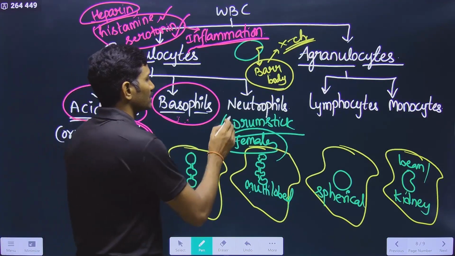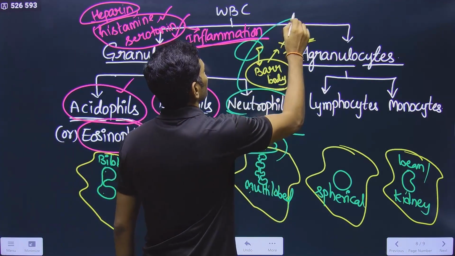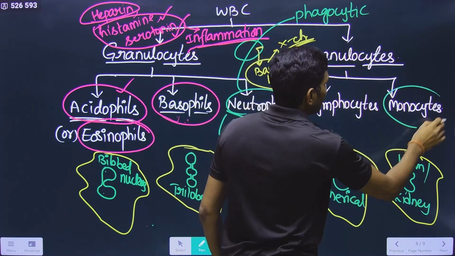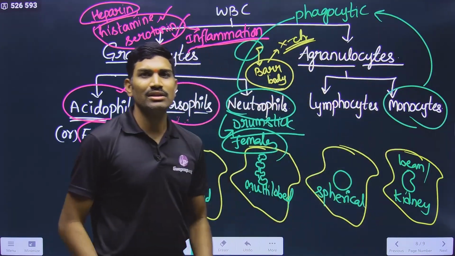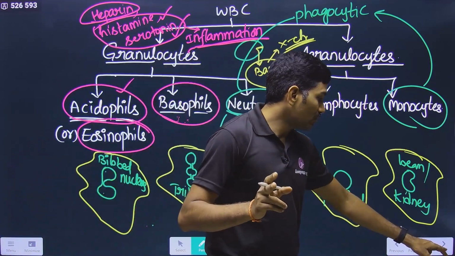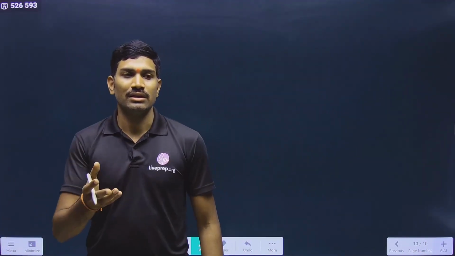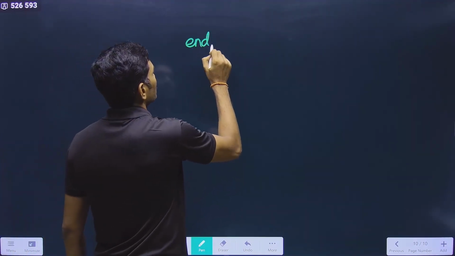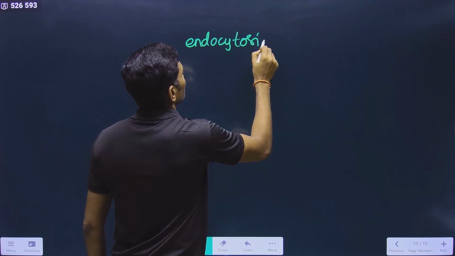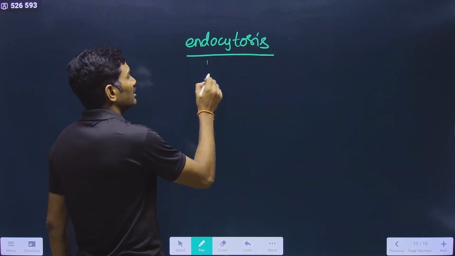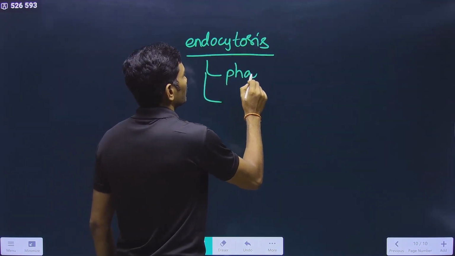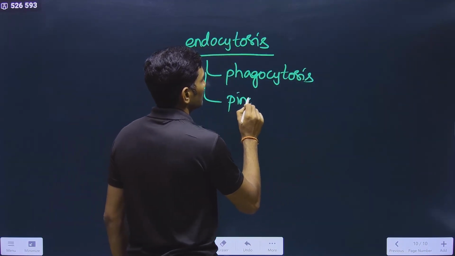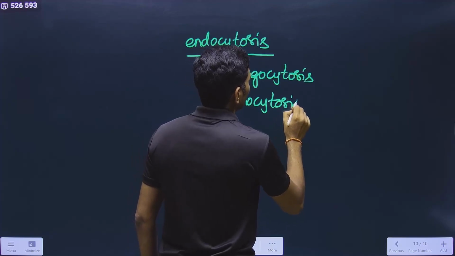Clear? Next one, neutrophils. Neutrophils are phagocytic cells, and these are the most abundant, and even the monocytes are also phagocytic. What is phagocytic? In the cell chapter I told you about endocytosis and exocytosis concepts, right? In endocytosis we studied phagocytosis and pinocytosis.